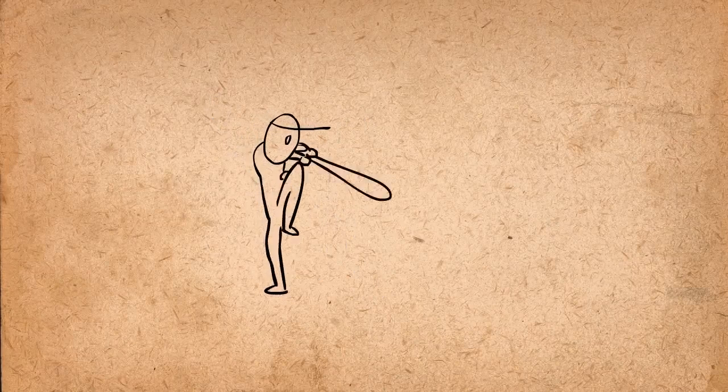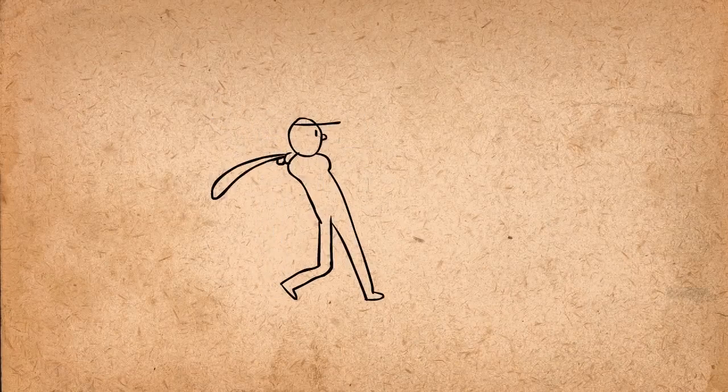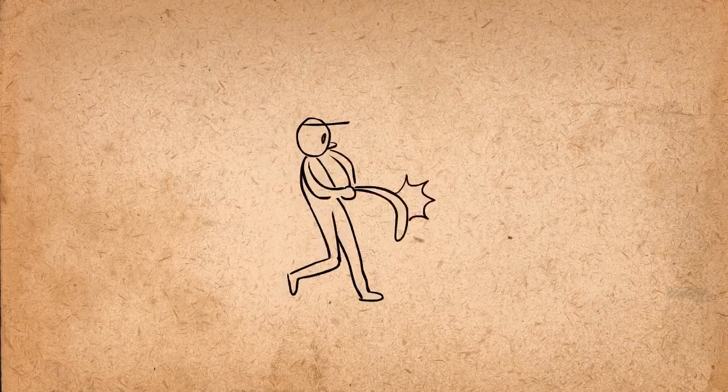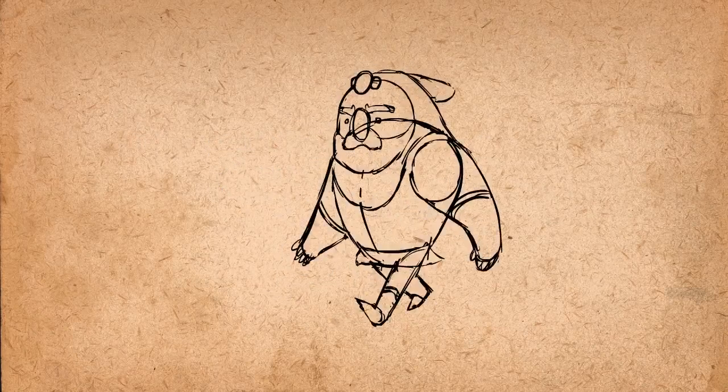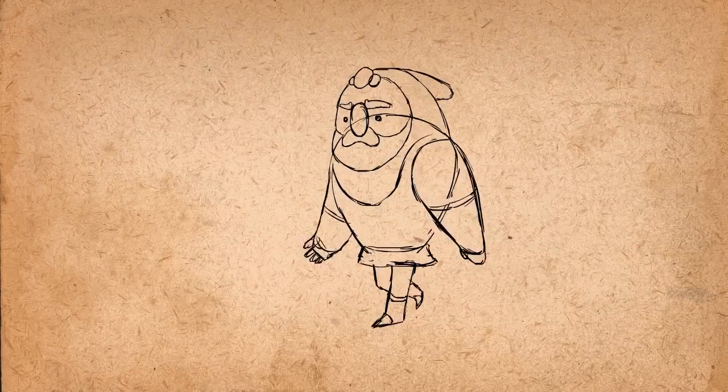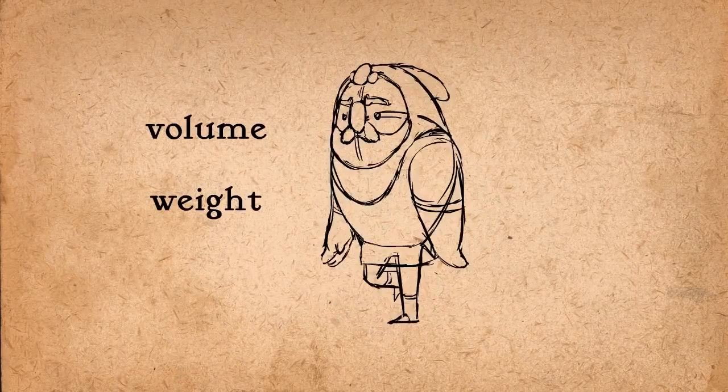then wind it back until you're satisfied with it. This way you see the whole range beforehand instead of shooting in the dark. So the next principle is called solid drawing. This principle is about making sure that forms feel like they are in three-dimensional space with volume, weight, and balance.